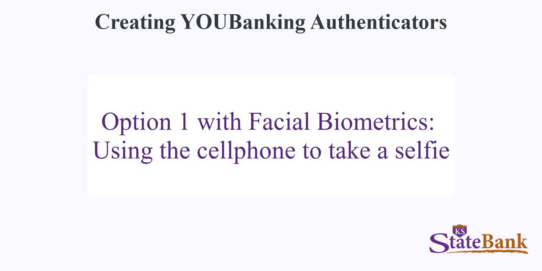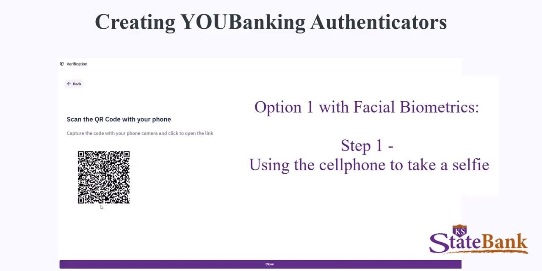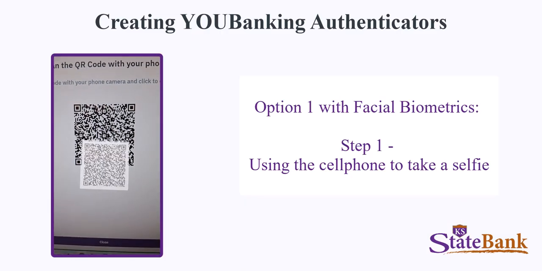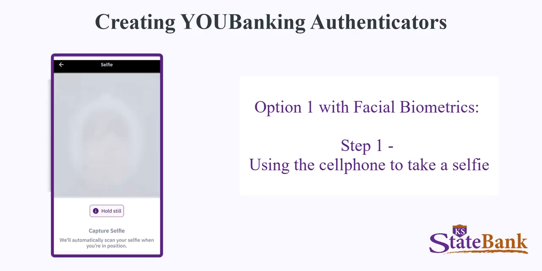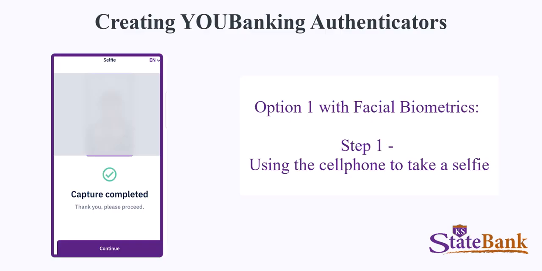Option 1 with facial biometrics, using the cell phone to take a selfie. First, you'll have the option to use your cell phone as a validation method. You'll receive instructions to scan a QR code, which will open the verification site. Follow the instructions on the screen to take a selfie as your identification method by lining up your face with the oval to capture your image. Once complete, click Continue to go to Step 2 of the phone verification process.